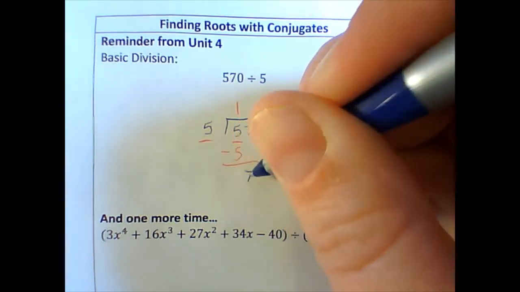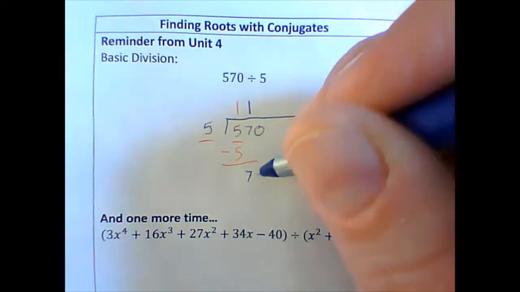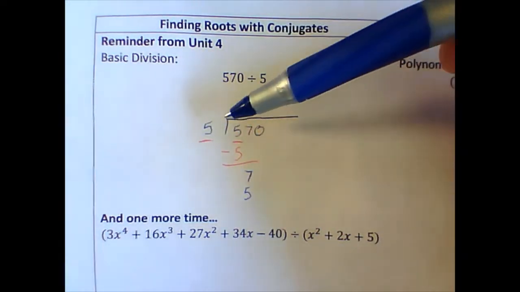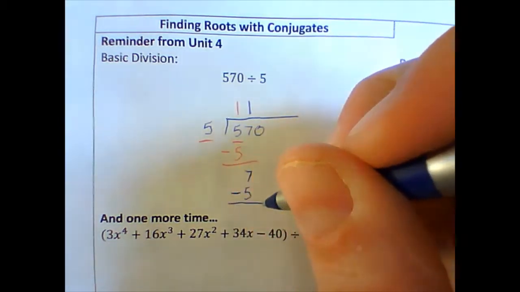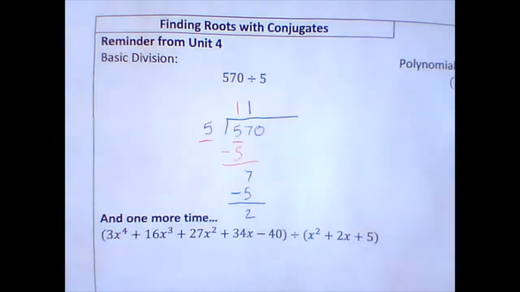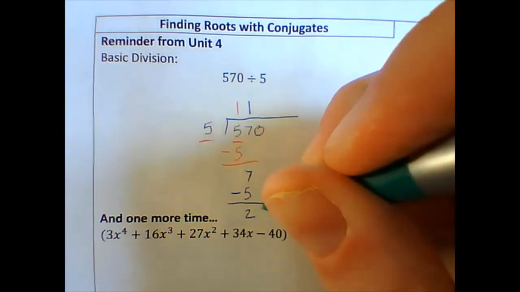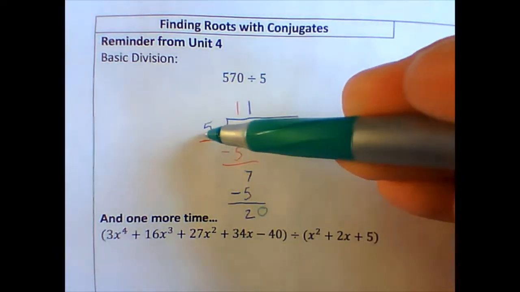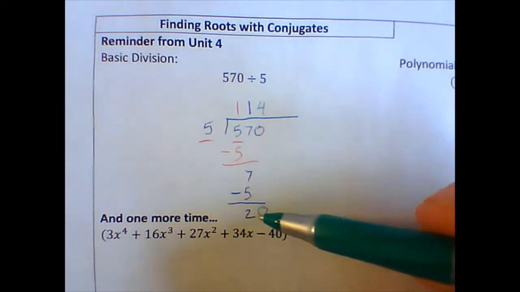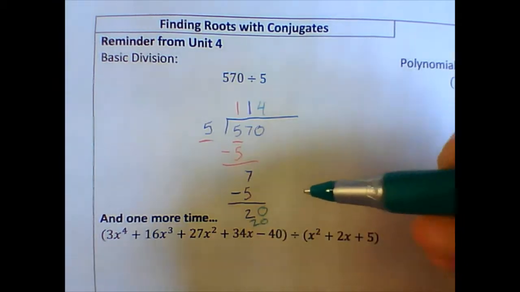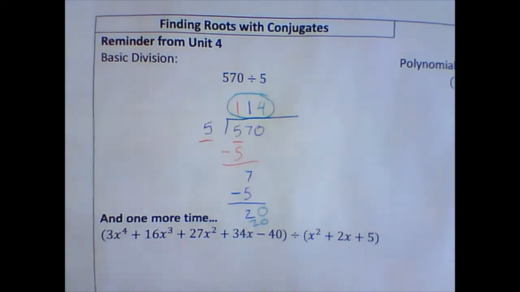And then we're going to bring down the next number and do the same thing. We can put one of those 5s into a 7. Okay, so 1 times 5 is 5, and then we're going to again subtract. 7 minus 5, and we get a 2. We bring down the last number, it's a 0. And then 5, how many can I fit into a 20? I can fit 4 of them. 4 times 5 is also 20, and if you were to subtract that away, there would be nothing, so there's no remainder. So that's your answer, 114.